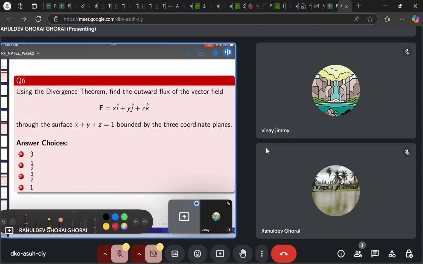So can you do this one? Or I'll leave this one. You want to try this one? You understand using the divergence theorem? Just read the divergence theorem, what is given, then you do this one also, and you can do this one also.